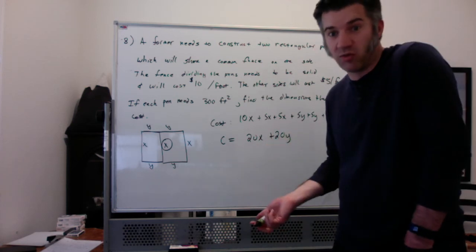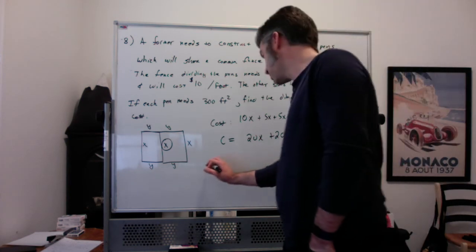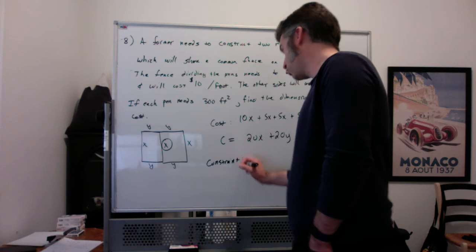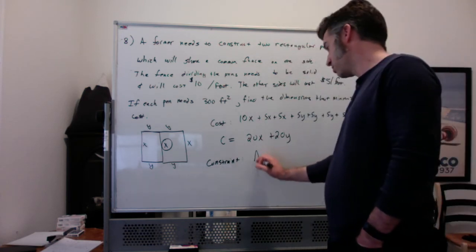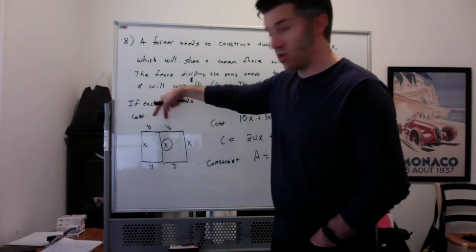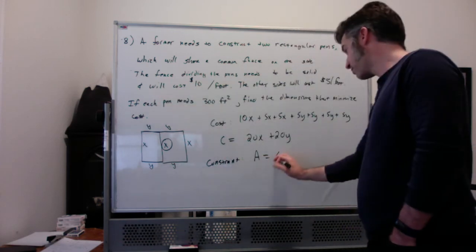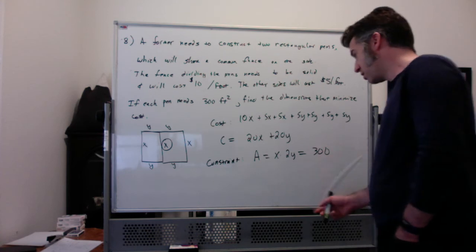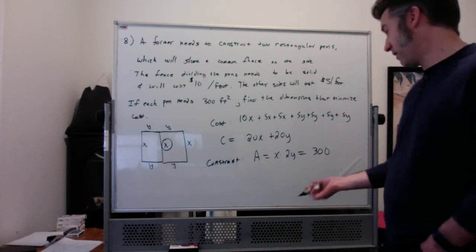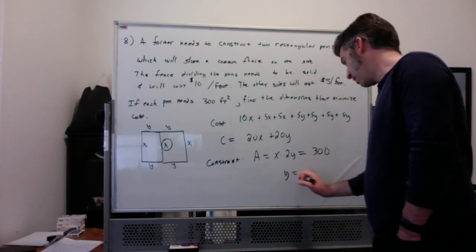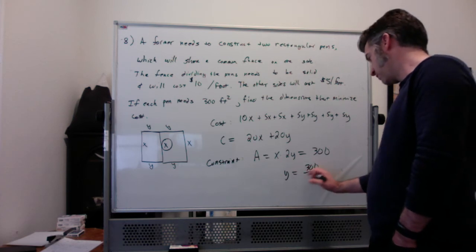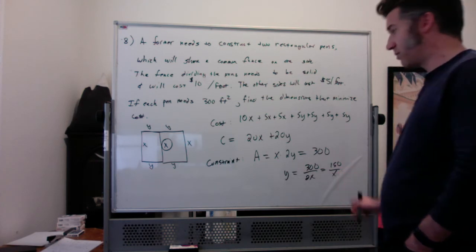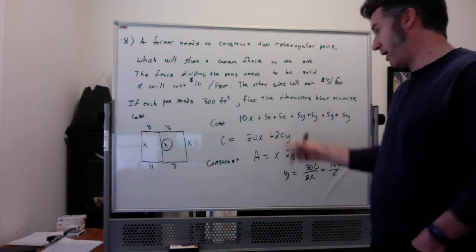Okay, I need a constraint. The constraint here is that the area, which is x times 2y, has to be 300. Solving for either one of these should be fine. Let's solve for y. Y is going to equal 300 divided by 2x, which is 150 divided by x. So we're going to plug that in for y here.